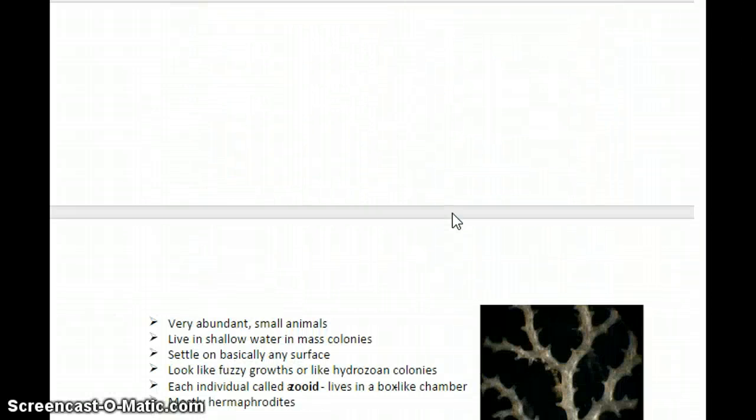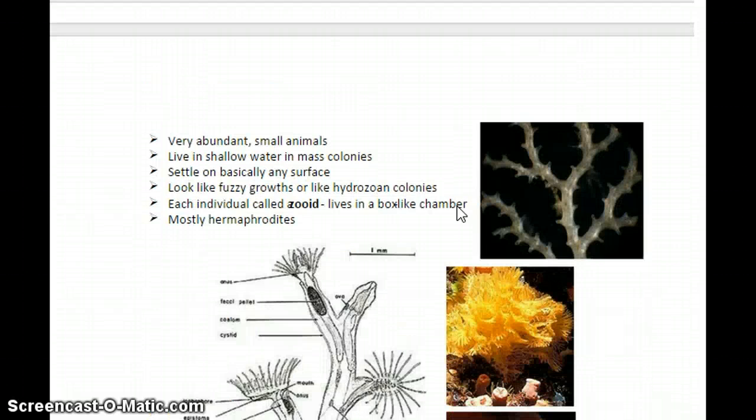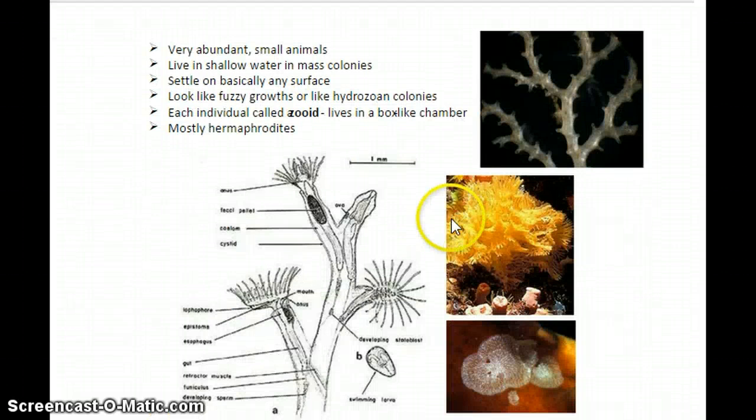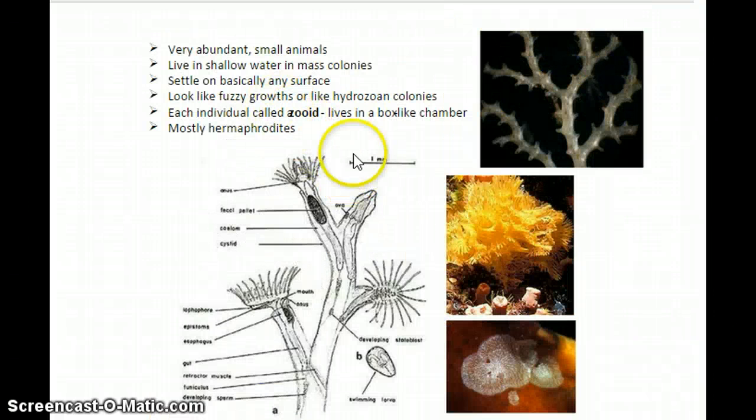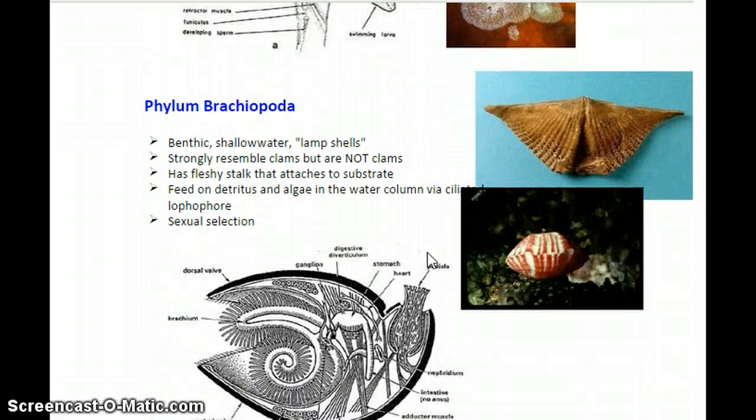And then the other phylum that has the lophophore are the Ectoprocta. These are known as bryozoans, and these guys look a lot like the hydras that we saw in phylum Cnidaria, but they're not in fact hydras. They're not cnidarians at all. So these guys are also a type of worm, but again, easy to confuse them. They look a lot like a branching hydra. So these guys tend to live in shallow water in a lot of colonies. They have fuzzy kind of growth for filter feeding. So these guys are also going to be filter feeding their food.